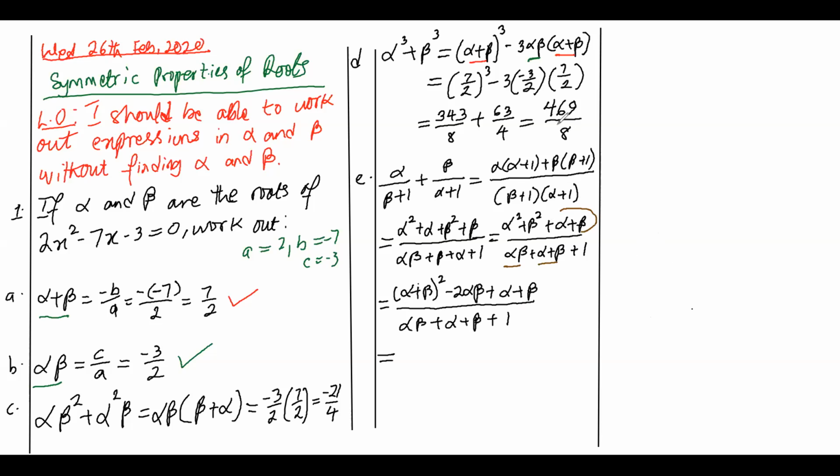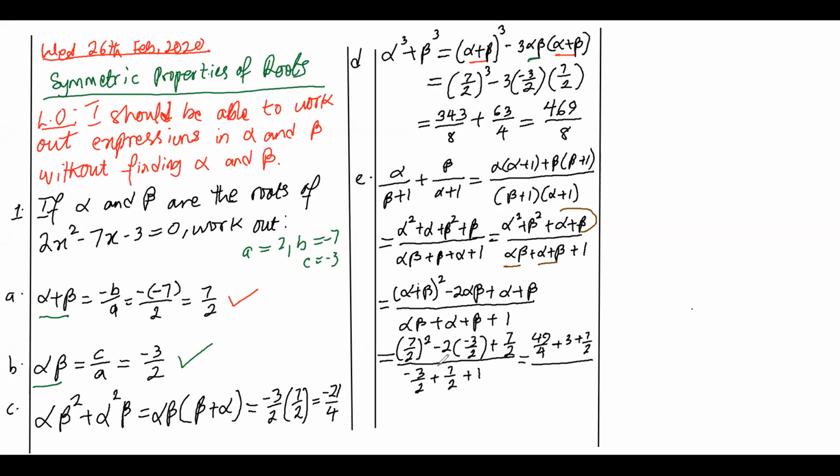Good. All right, so let's substitute the values. This is 7 over 2. This is 2, negative 3 over 2. This is 7 over 2. Negative 3 over 2. 7 over 2 plus 1. 49 over 4, right? Plus 3, plus 7 over 2.